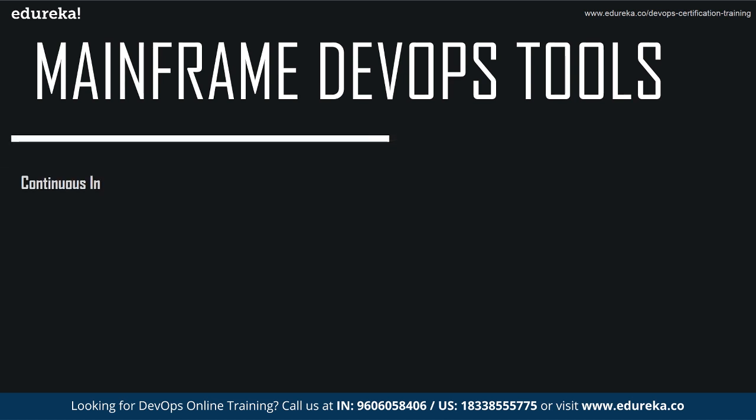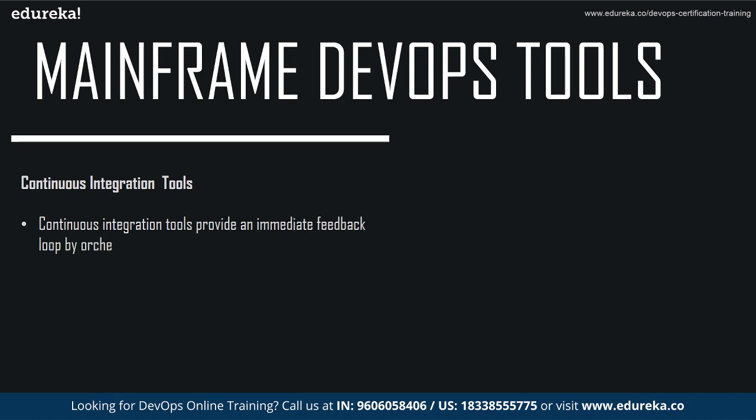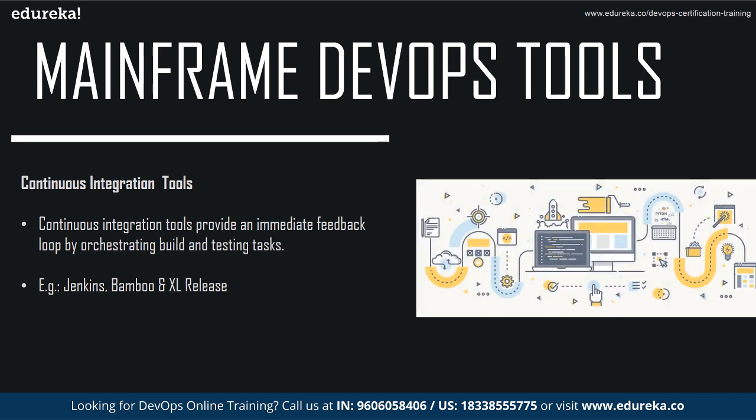Next, you have your continuous integration tools, which is another very popular category of tools in DevOps because these tools provide an immediate feedback loop by orchestrating build and testing tasks. Teams can merge developed code many times a day, getting feedback from automated testing, quality, security, and other tools to ensure quality and continuous feedback. A very popular example of this is Jenkins.